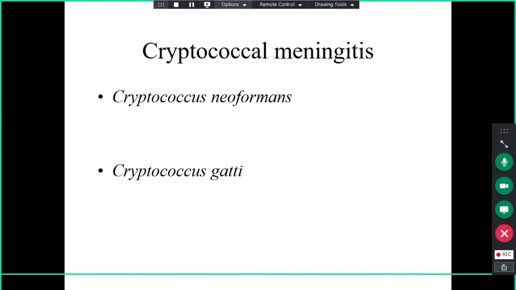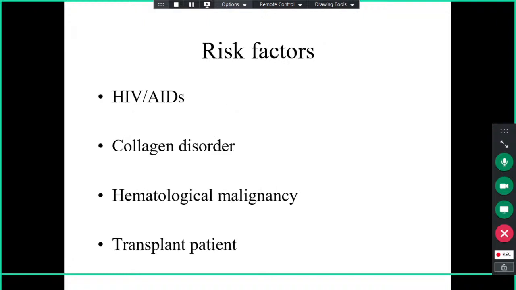When we come to cryptococcal meningitis, the organism, as I said, is Cryptococcus neoformans or Cryptococcus gattii. There are two species of Cryptococcus, and mostly, as I have already told you, one group will be HIV AIDS patients, what we see in India. Nowadays, collagen disorder patients taking steroids for a very long time, hematological malignancy patients, or transplant patients can also get it.